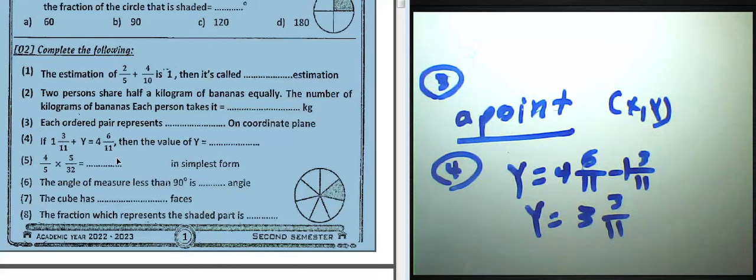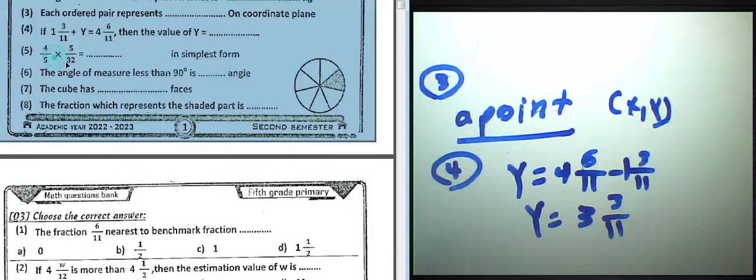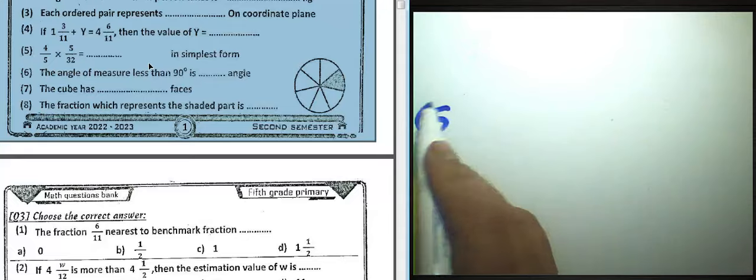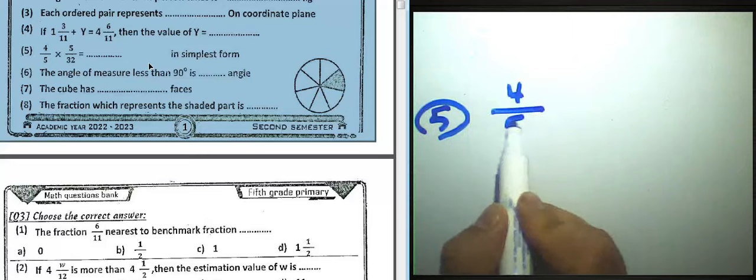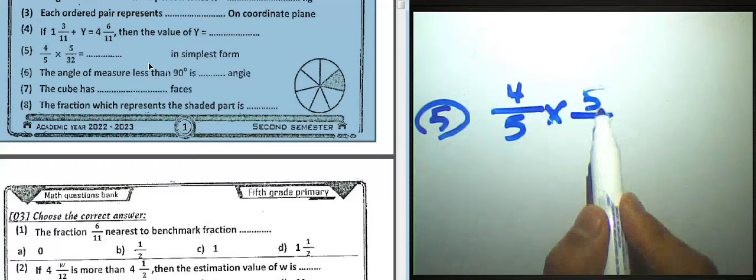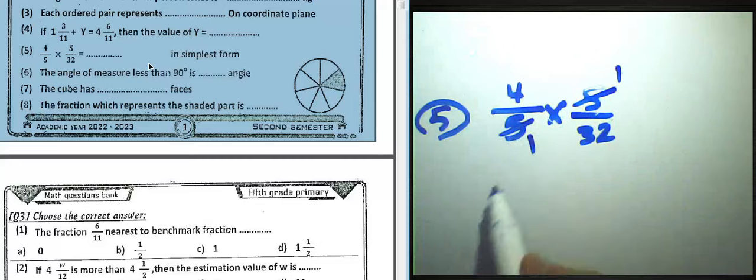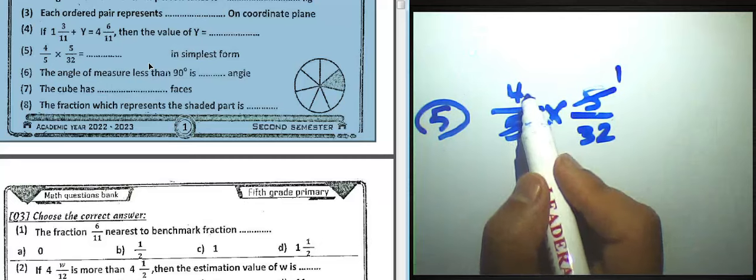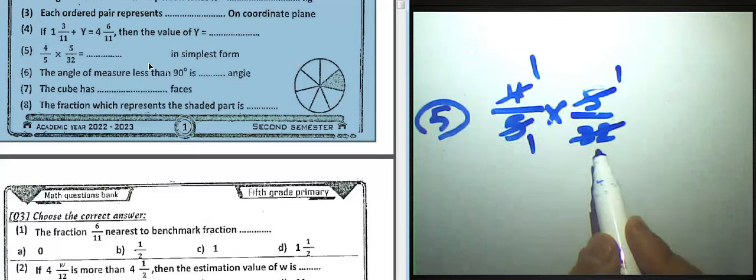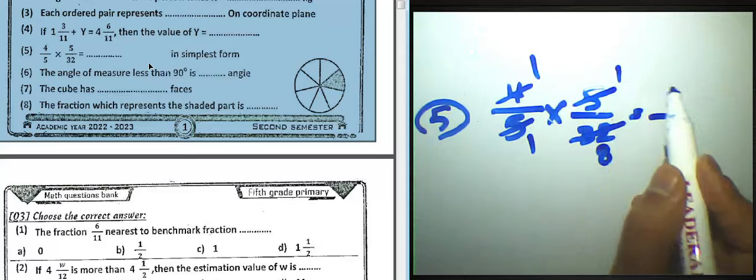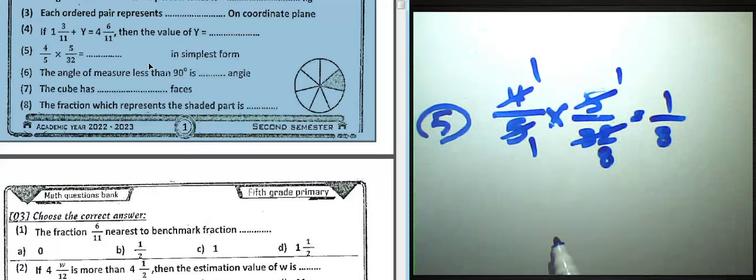Okay, my students? Okay, question number 5. 4 over 5 multiplied by 5 over 32 in the simplest form. We can find the result in the simplest form by simplifying. You know, 32 divided by 4 equals 8. So 4 over 5 multiplied by 5 over 32. We can cancel 5 by 5: 5 divided by 5 equals 1, and 4 divided by 4 equals 1. 32 divided by 4 equals 8. Then the result will be 1 times 1 equals 1, and 1 times 8 equals 8. Then the result will be 1 over 8.